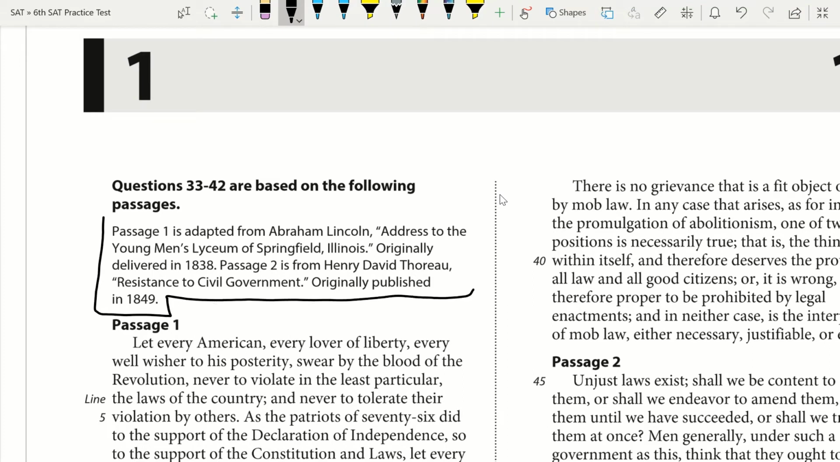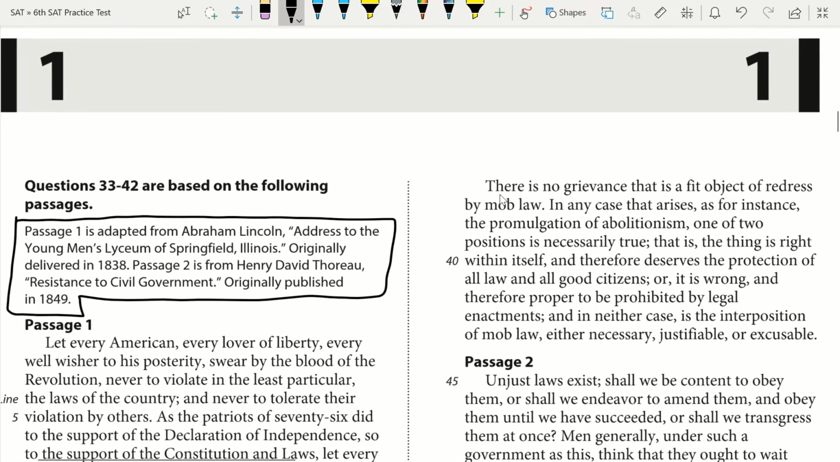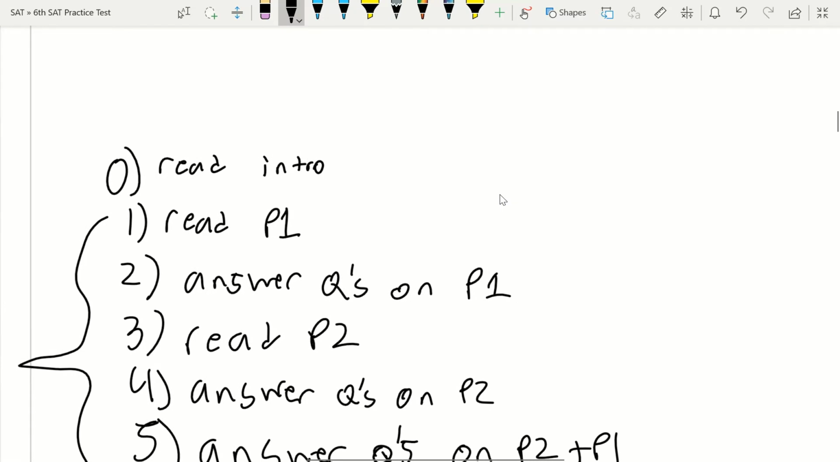Because sometimes that second passage will be a response to the first, in which case it does change a little bit what we're going to underline in that first passage. So I would definitely recommend that you read that full intro first, okay?